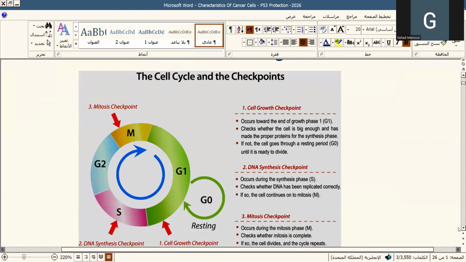Here we can see a diagram that shows the phases of the cell cycle. So we have the G1 phase, the first growth phase, and then the phase of DNA synthesis and replication, and then we have the second growth phase, and then we have the M phase or mitotic phase. We have three important checkpoints, as we explained before.